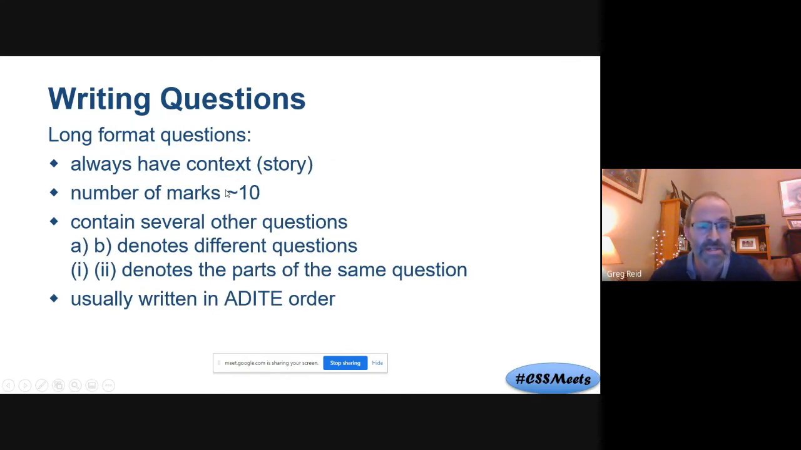Long format questions tend to be about 10 marks. Again, that's an approximation. It's not something that we have to stick to. They always have a context, so there's always some kind of story taking place.